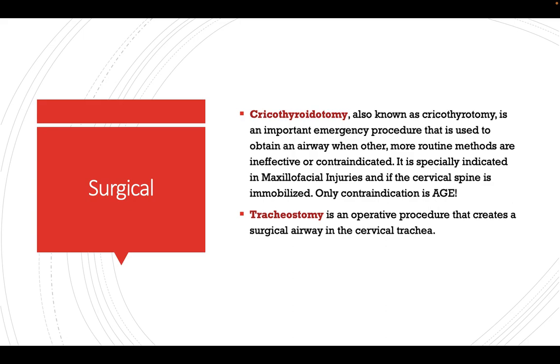This is an operative procedure, and this is mostly done by the ENT surgeons. And they make an incision over the first and second tracheal ring and make a permanent tracheostomy pathway and place a tracheostomy tube.